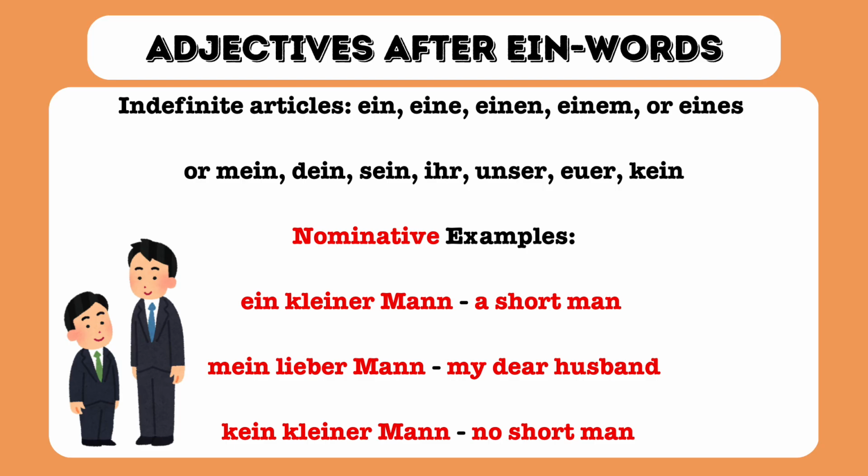So what counts as an ein word? I've already listed these a few times, but the main list is ein, eine, einen, einem, or eines, any of the forms that I just had on the previous page, or any of the possessive words such as mein, dein, sein, ihr, unser, and euer, or the negative ein word, which is basically just no or not a, and that is kein. Here's an example of how this might look. Ein kleiner Mann, a short man. Mein lieber Mann, my dear husband, and kein kleiner Mann, no short man, or not a short man.